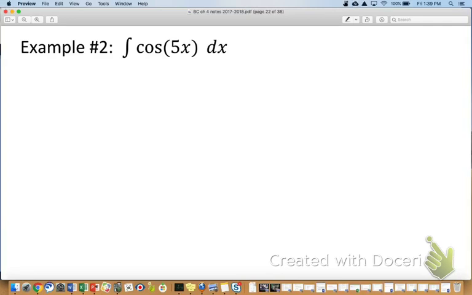Here's what I would do. I'd look at this and say to myself, that's a composite. Is the derivative of the inside the other factor? Nope. So I would fix that and then adjust for my fix. I get 1/5 sine of 5x plus c, and I'm done.